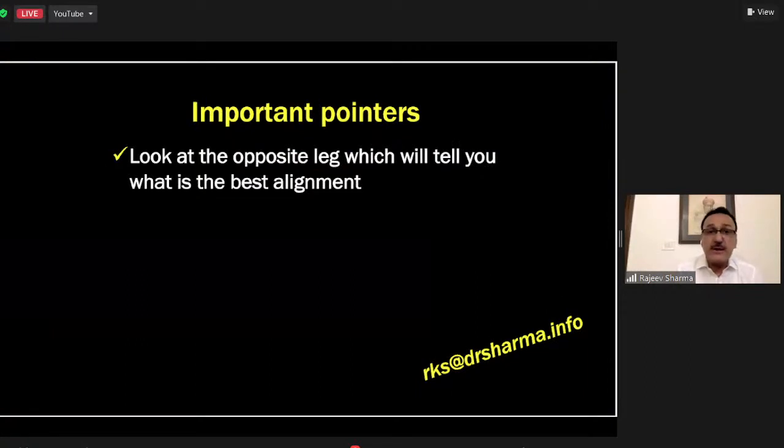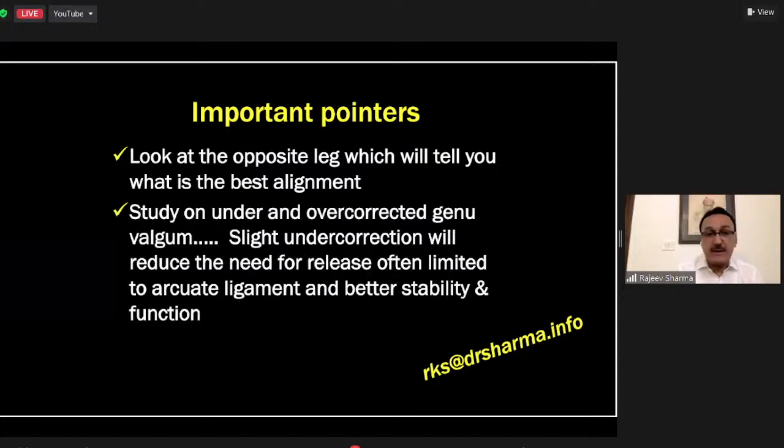Important pointers are: look at the opposite leg, which will tell you what is the best alignment, and also always remember that an overcorrected genu valgum has to be avoided. Slight undercorrection will reduce the need for release, often limited to the arcuate ligament, and gives better stability and better function.